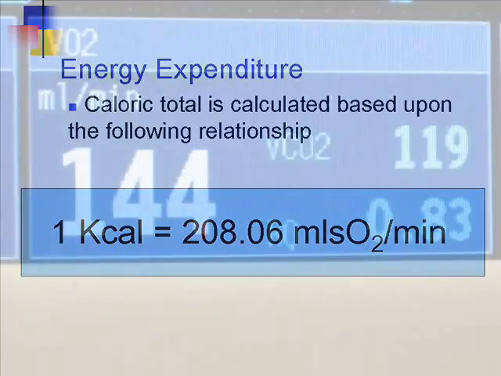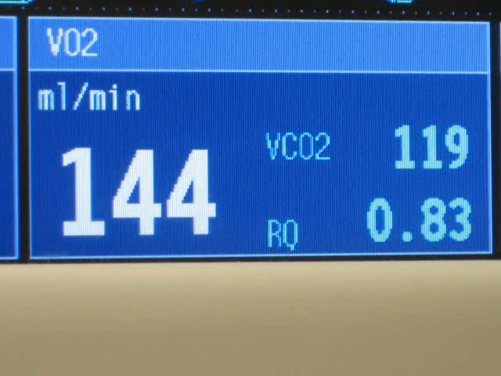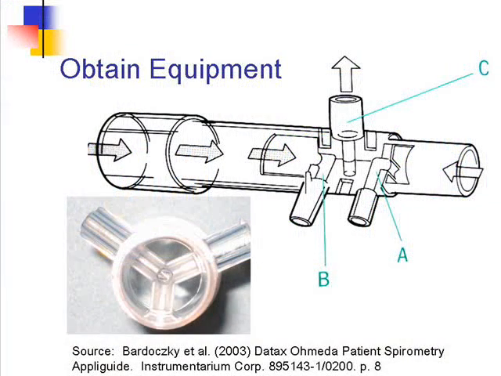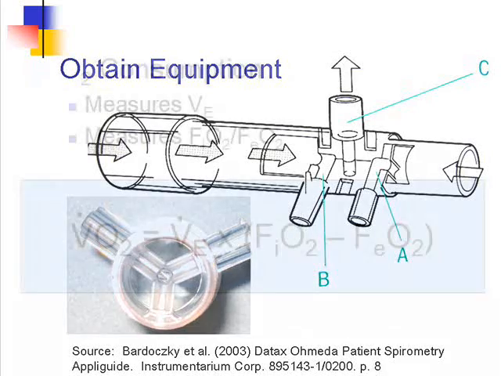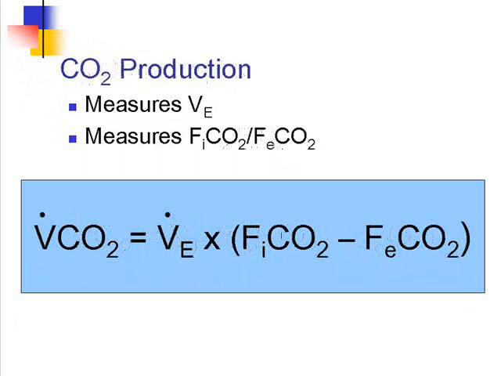With the VO2 displayed on the front, it's obtained by sampling from the gas ports in A and B. Continuous aspirate of gas through these ports allows the FiO2 and FeO2 to be sampled and analyzed and multiplied times the minute ventilation to give a VO2. The same procedure is used for carbon dioxide with the analysis of expired and inspired carbon dioxide.